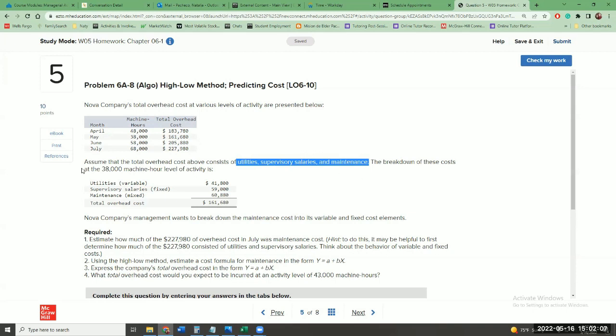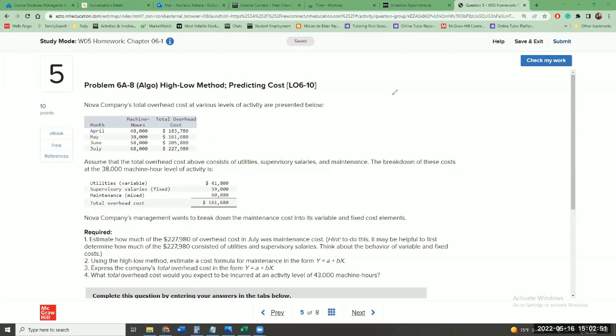The breakdown of this cost at the 38,000 machine hour level of activity is, and they give us utilities, which is a variable cost, the total fixed of supervisory salaries, and maintenance, which is a mixed cost with variable and fixed cost. And as you can tell, this information is based on 38,000 machine hours, which means that it's from the month of May, because you can see here the 38,000 machine hours, and this is the same number as the total. So this 161,680 has three costs, one variable, one fixed, and one mixed.